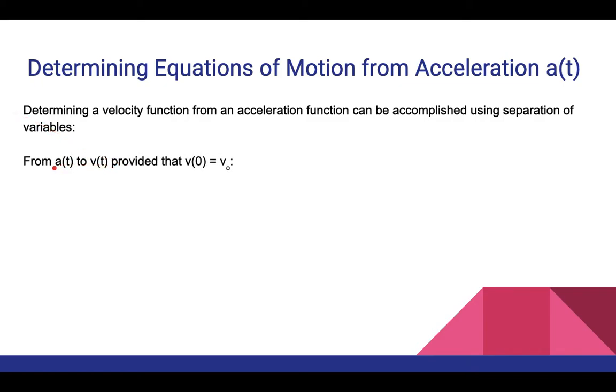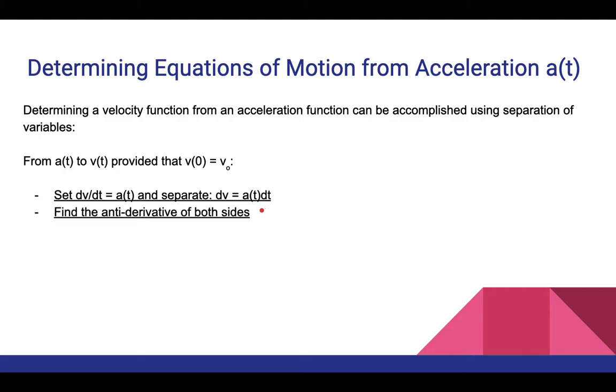So let's say we have a of t, and we want to determine v of t, and we know some initial information about our velocity. Specifically, we know that at time t equals 0, our velocity is equal to some number v naught, where v naught can be 4, 6, whatever we want to call it, okay? So what we can do is we can set dv over dt equal to a of t, all right, since acceleration is the derivative of velocity, and we can separate, which gives us dv equals a dt.